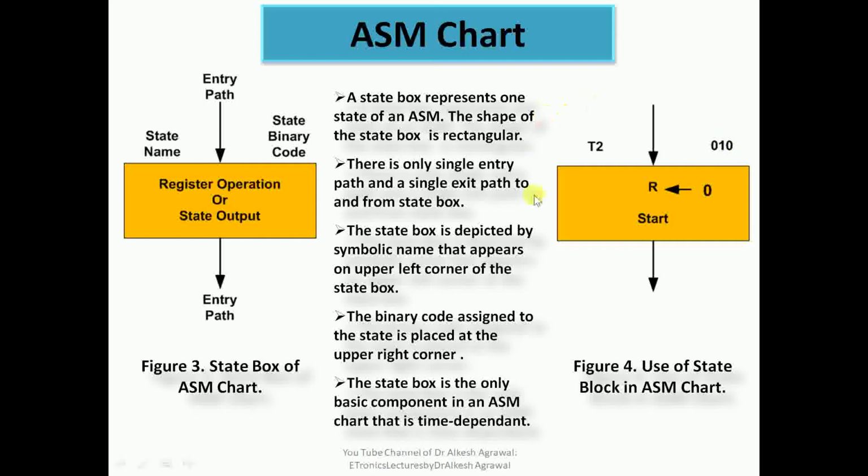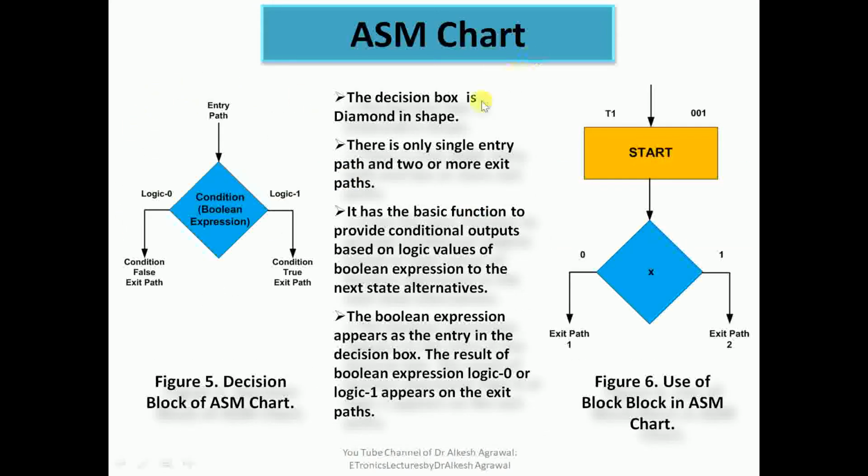When we use the state block in an ASM chart, it looks like this, and this is a general description of a state box. Next, we have a decision box. A decision box is diamond in shape. There's only one entry path, but it has more than one exit path. Here you can see we have one entry path and two exit paths.